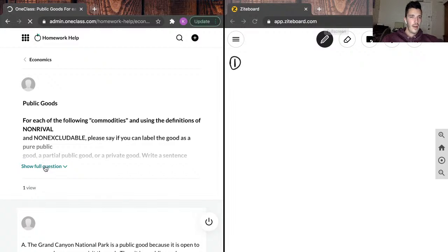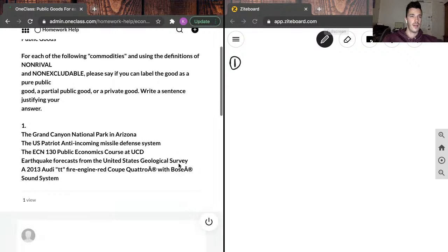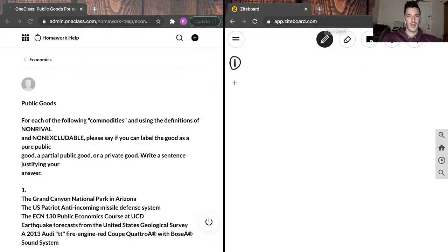Question 1, public goods. For each of the following commodities, using the definitions of non-rival and non-excludable, please say if you can label the good as a pure public good, a partial public good, or a private good. Write a sentence justifying your answer. So just before we get started here, I should define non-rival and non-excludable for you guys.